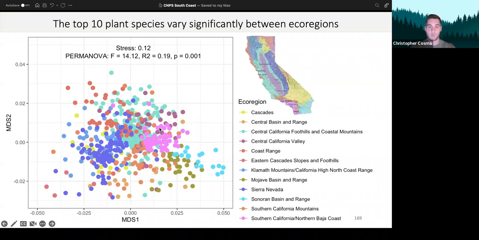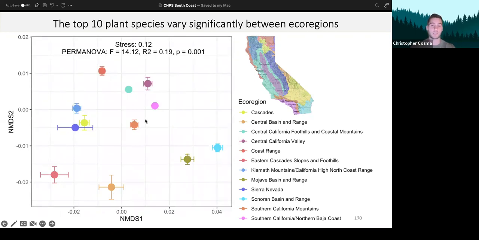And so this is a complex plot and a lot to look at. And so what I've done here is I've just summarized it by taking the mean and standard error of each of these clusters. So again, each cluster here is an ecoregion. And the fact that we see distinct separation between these ecoregions, and again, composed of these top 10 plants in each of these ecoregions, means that these top 10 plant species are varying significantly across our landscapes. And this was statistically significant when analyzed with a PERMANOVA.